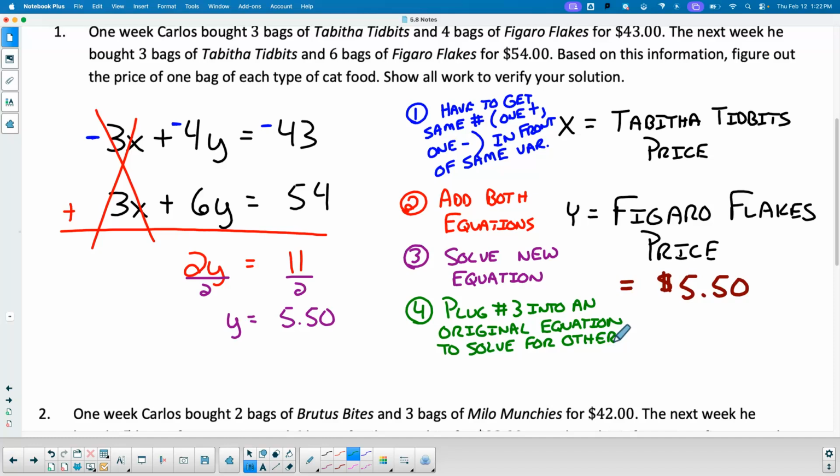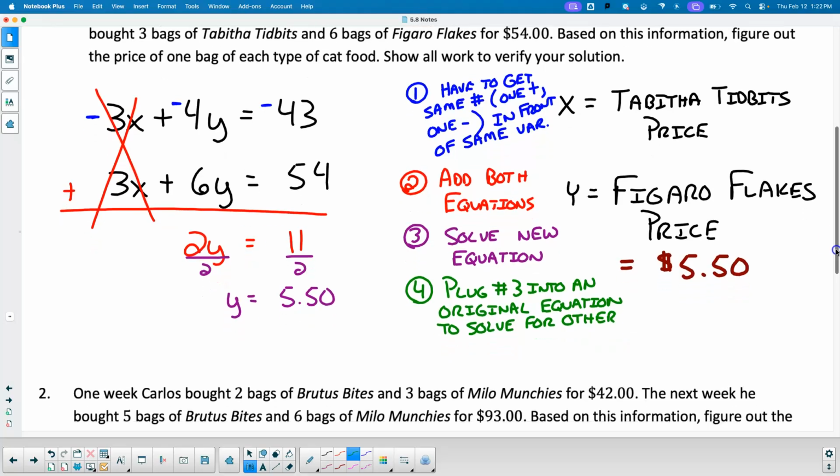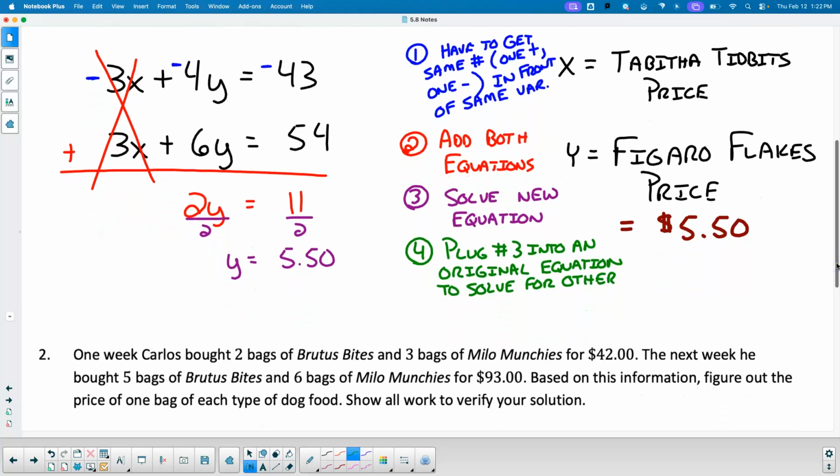Okay. Which one you want to go into, top or bottom? Bottom one? Okay. So I'm going to scroll down just a little bit. So we're going to go 3x plus 6. Now instead of y, I'm going to put in 5.50 has to equal 54. 6 times 5.5 is 33.